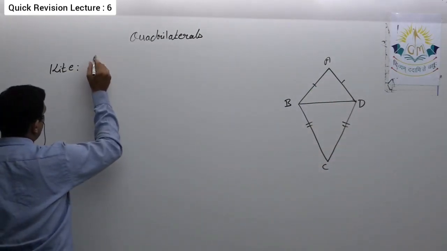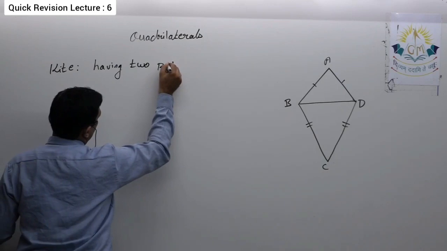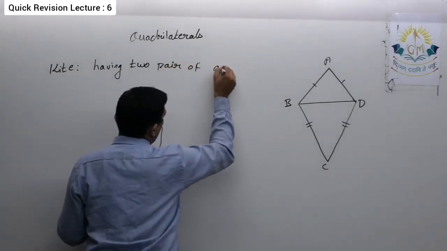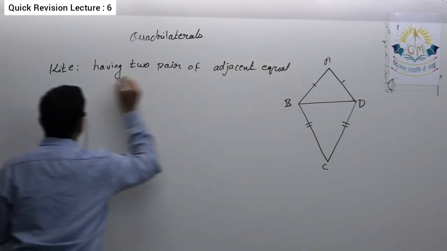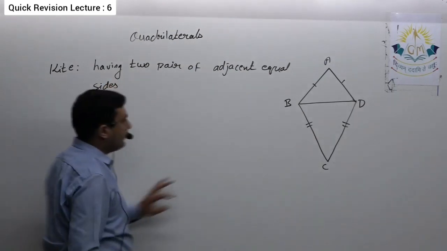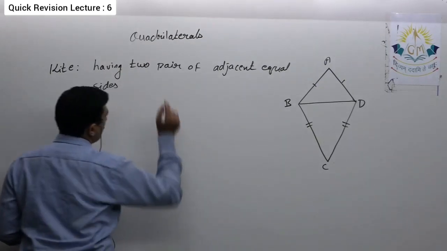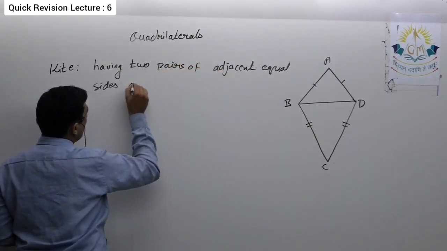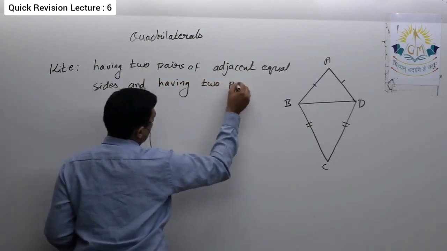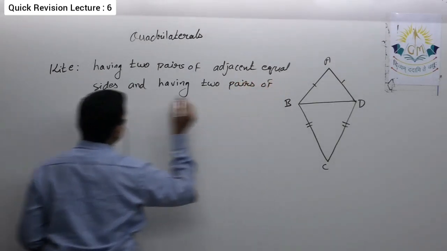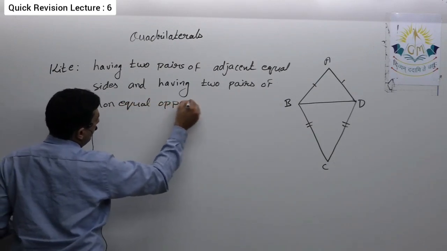Having two pairs of adjacent equal sides: over here you can see we have AB equal to AD as well as BC equal to CD. And having two pairs of non-equal opposite sides.